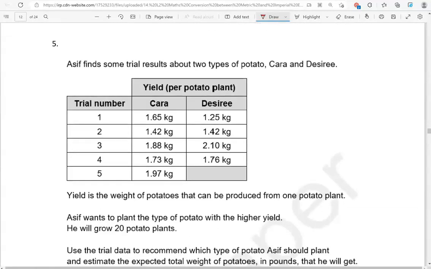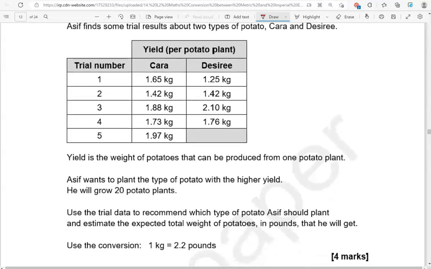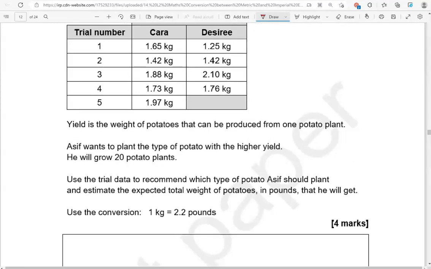Let's find some trial results about 2 types of potato, Kara and Desiree. Yield is the weight of potatoes that can be produced from one potato plant. A thief wants to plant the type of potato with the higher yield. He will grow 20 potato plants. Use the trial data to recommend which type of potato a thief should plant and estimate the expected total weight of potatoes in pounds that he will get. Use the conversion. 1 kilogram is equal to 2.2 pounds.